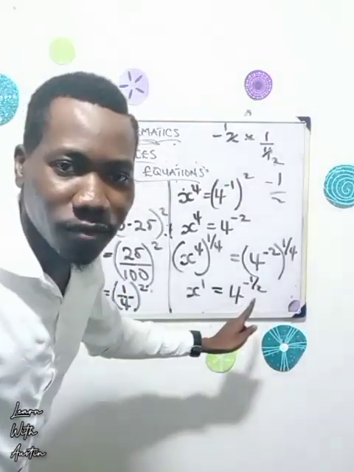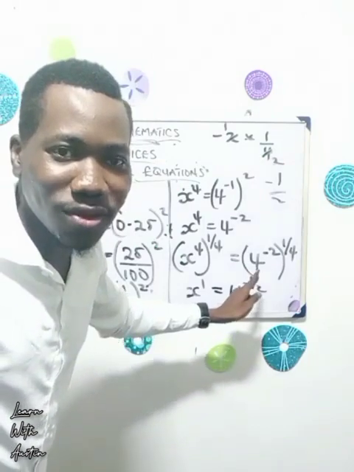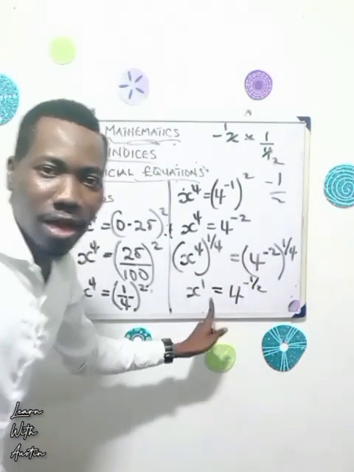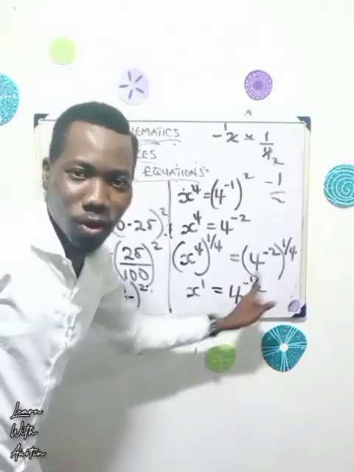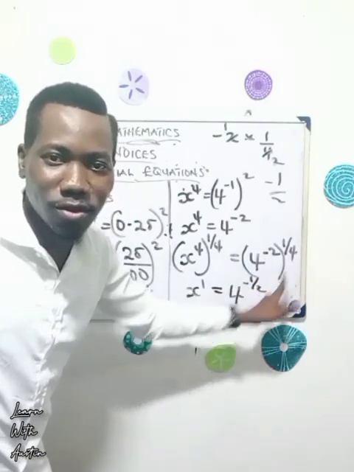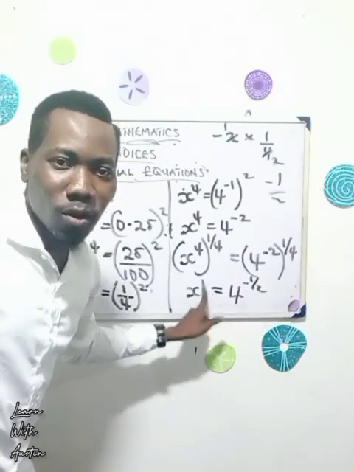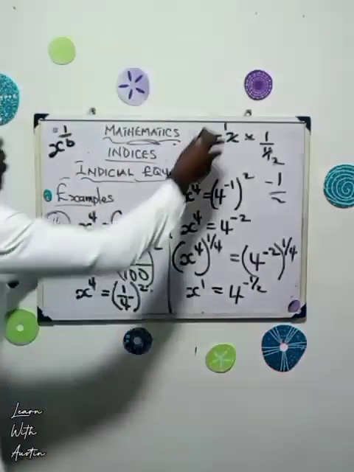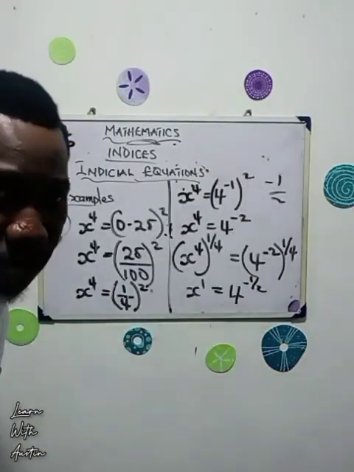But you created confusion when you use the square root at the end. Now I'm using another method. I hope you understand now. So you have x raised to the power of 1 equals this. Minus 2 times 1 over 4 gives us minus 1 over 2. So x raised to the power 1 is the same thing as x. So we can now get the value of our x.